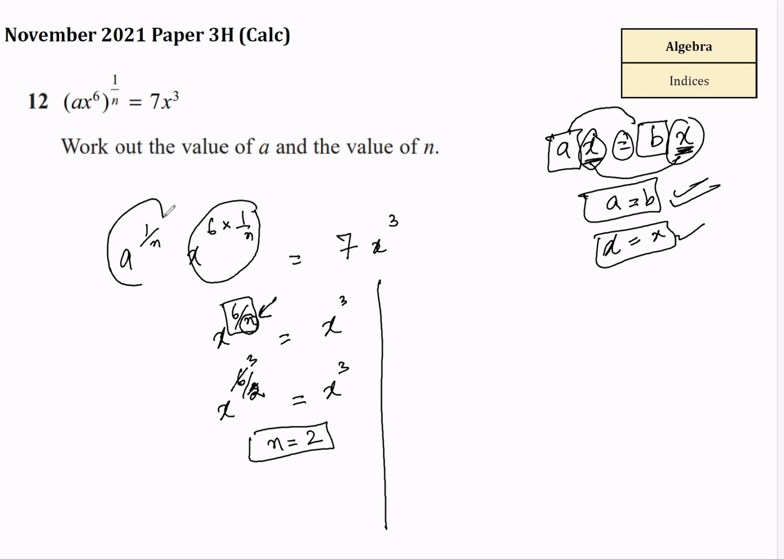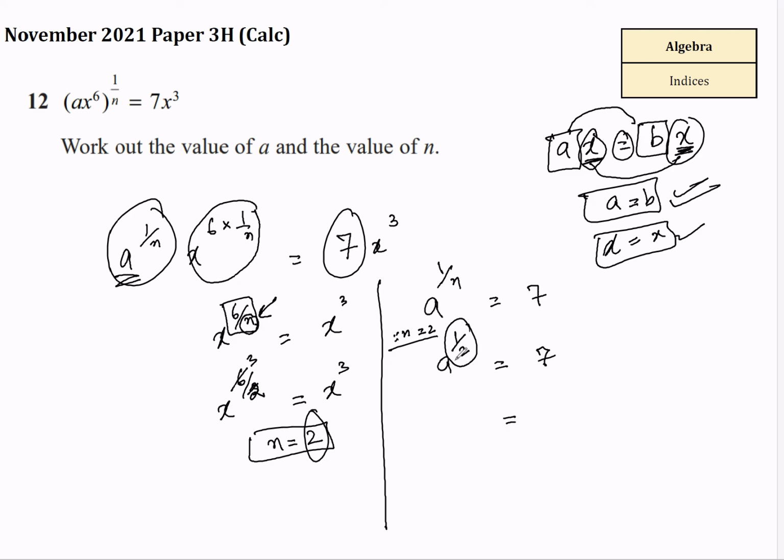Now we have already got the value of n, but to get the value of a, we substitute the value of n. The n value is 2. a power 1 over n equals 7. Now to remove the half from this, what do we need? We need a square root on both sides.